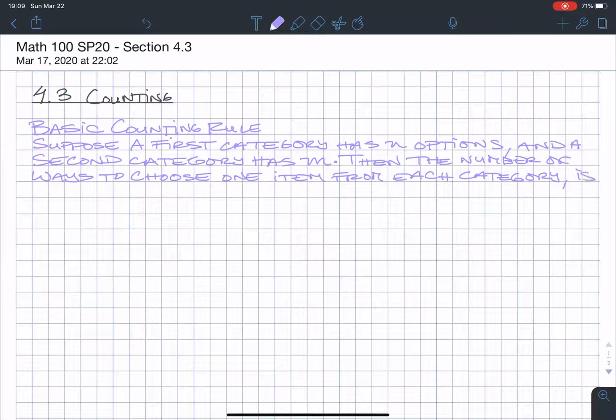Is, well, let's think about this. I have n choices for the first times m choices for the second. So note, we can expand this to any number of categories.